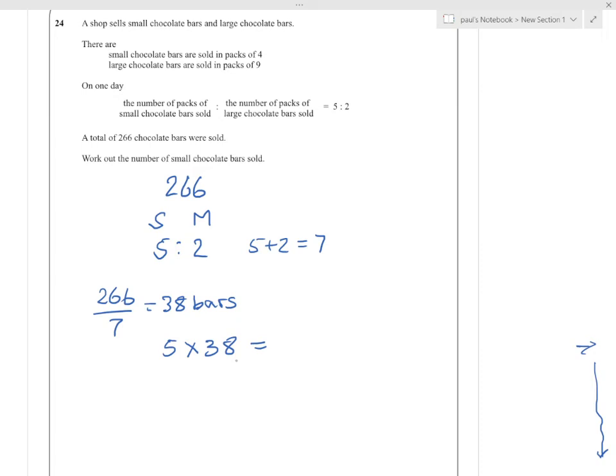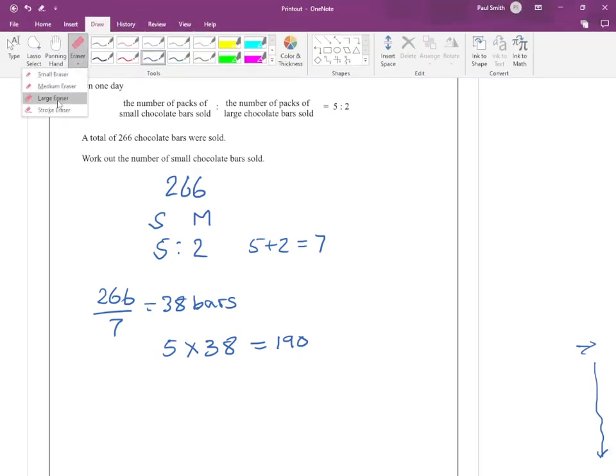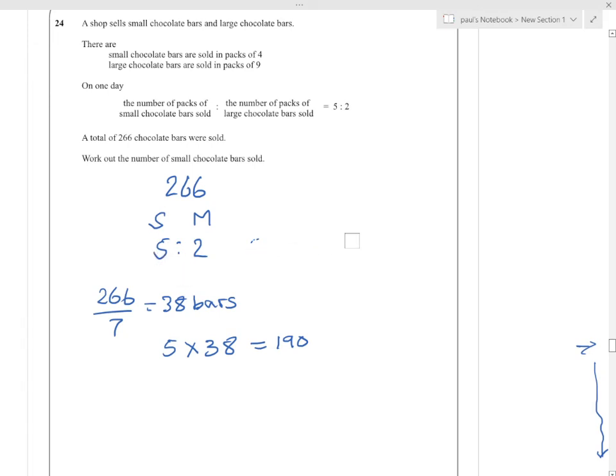So 5 times 38 is 190. Have I done this wrong? Maybe. Let's see. Oh, goodness gracious me. Oh, the pack. This is the number of packs. Oh, I didn't read that bit, did I? I just thought they were all bars.